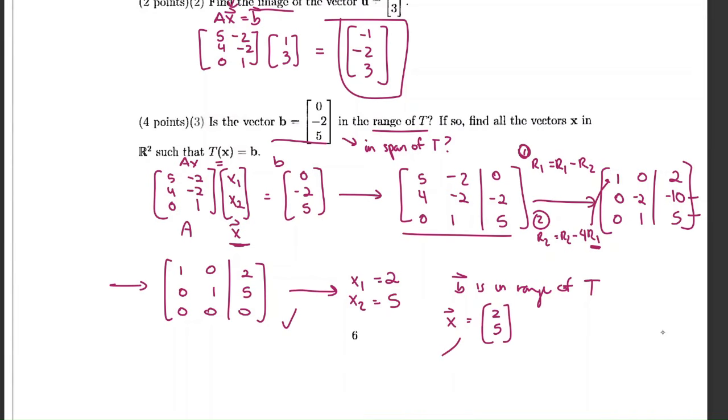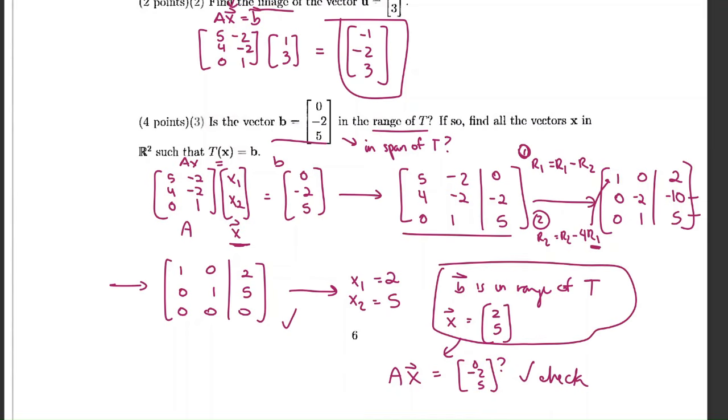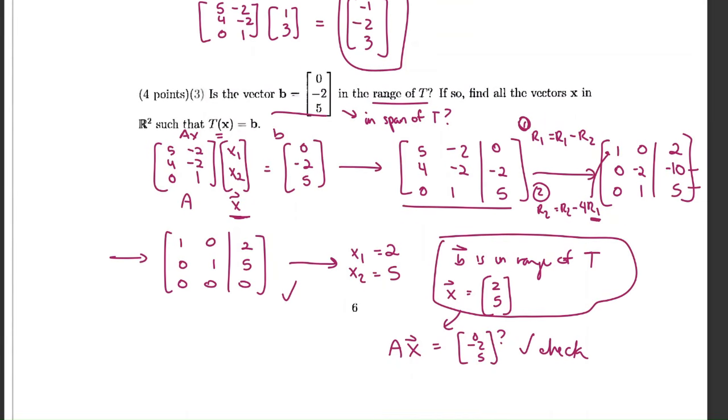And once again, you can check this by literally doing Ax and seeing if it equals 0, negative 2, 5, just to check your row reduction. But this is our answer for 8.